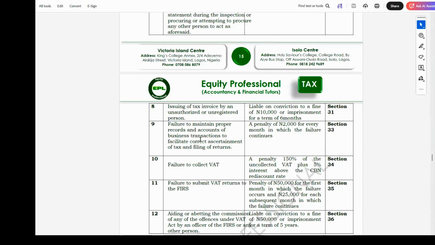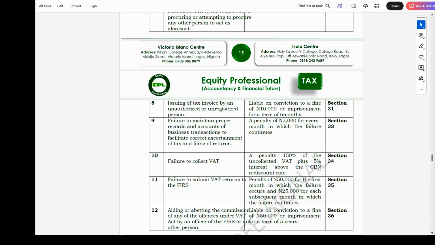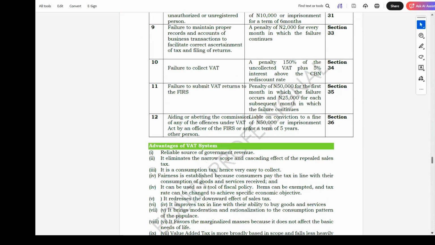You now refuse to charge it. That is also an offense that is punishable by the tax law. So those are the various offenses and penalties that are available under the VAT Act.